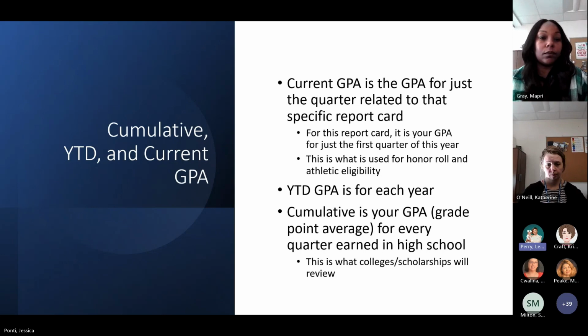Year to date means the GPA for each year, all right? And then your cumulative GPA is your grade point average for every quarter earned in high school. So that is your average of all of the quarters, okay? This is what colleges and scholarships will review. So we can move on to the next slide.